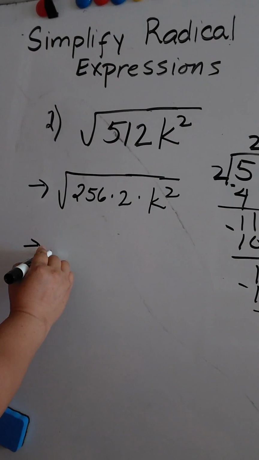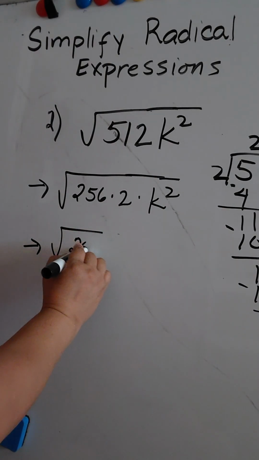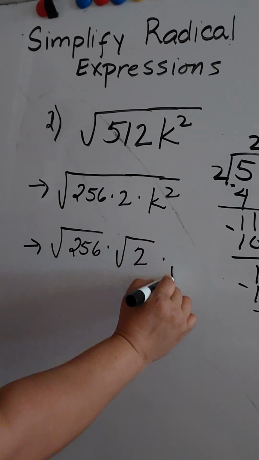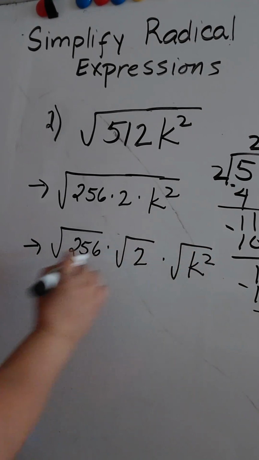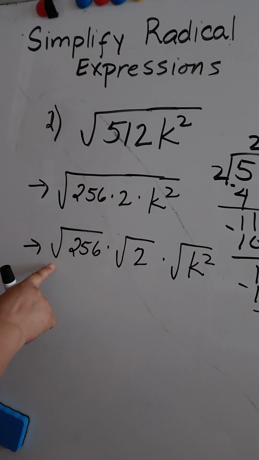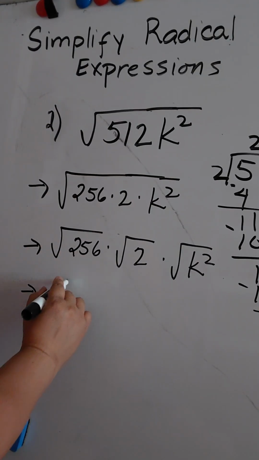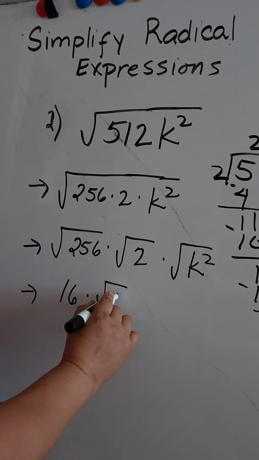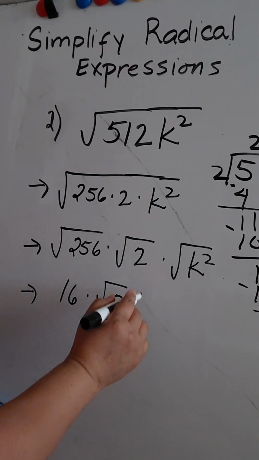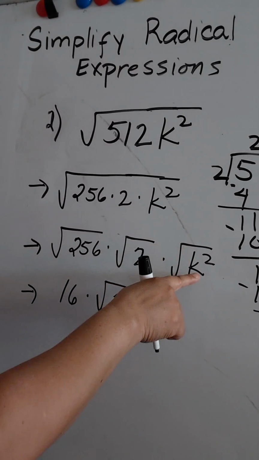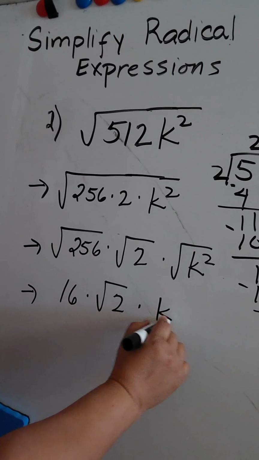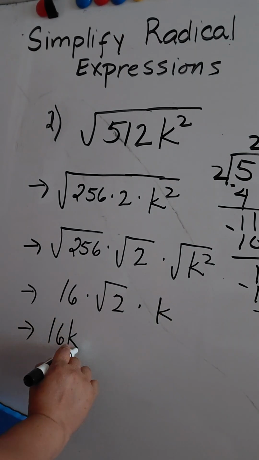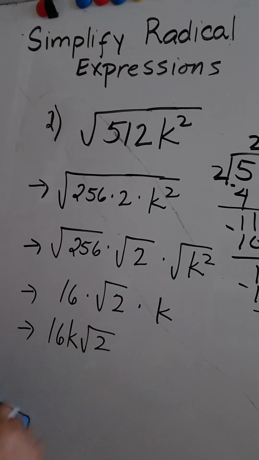Okay? Or we can write this way. The square root of 256 times square root of 2 times square root of k squared. Let's simplify. Square root of 256 is 16. And then square root of 2, since we cannot factor 2 anymore. And then times square root of k squared, so that would be k. And then write the final answer. That would be 16k square root of 2.